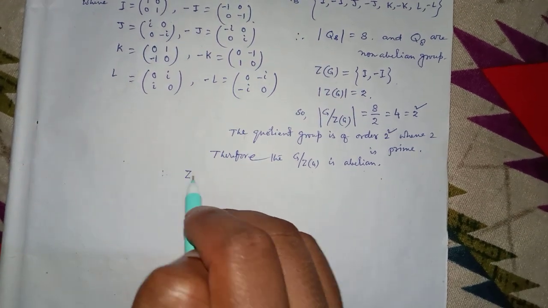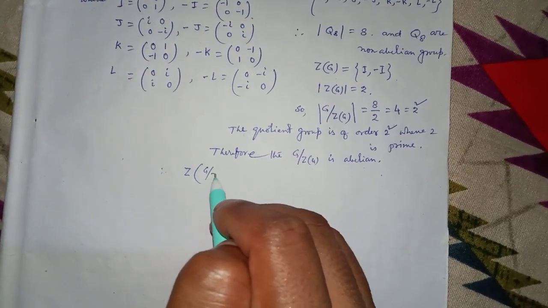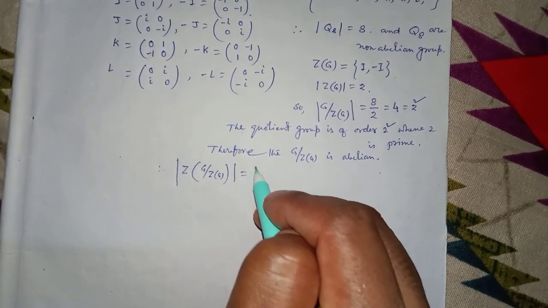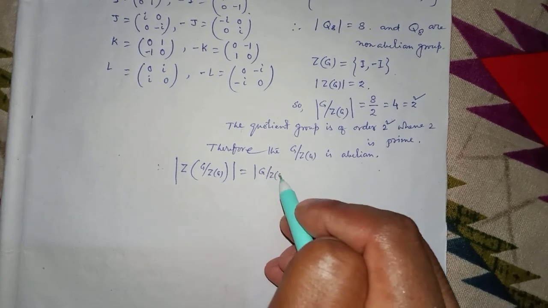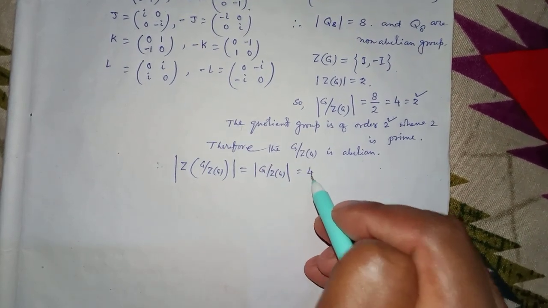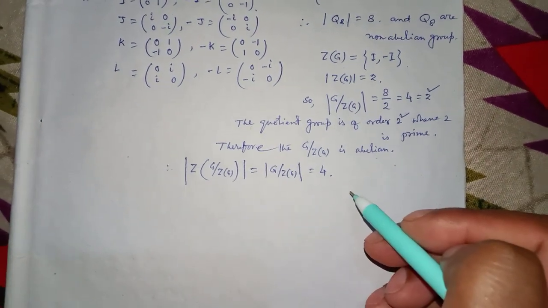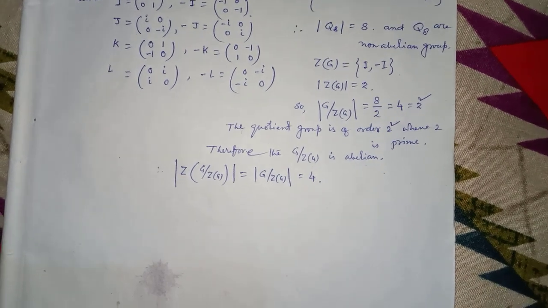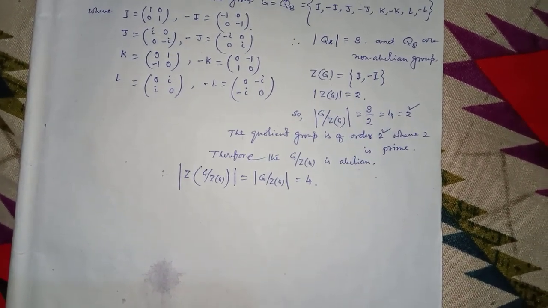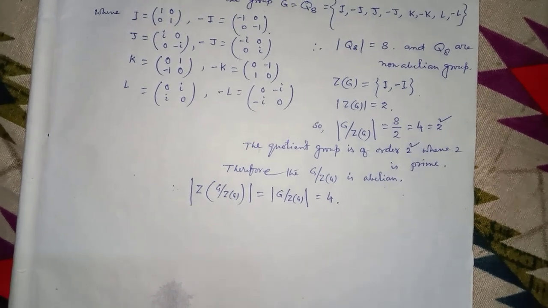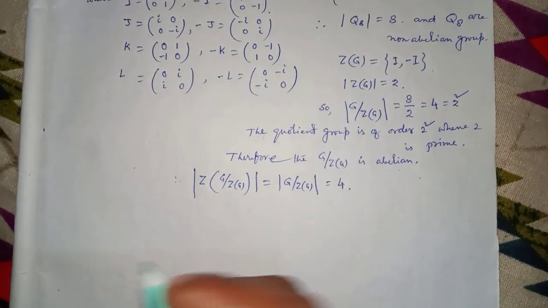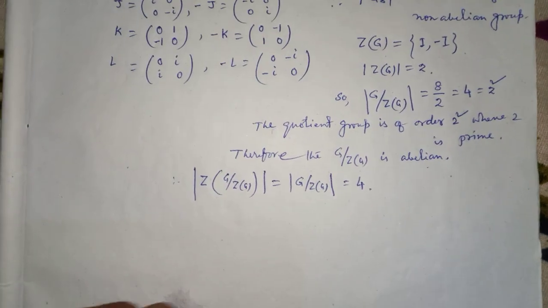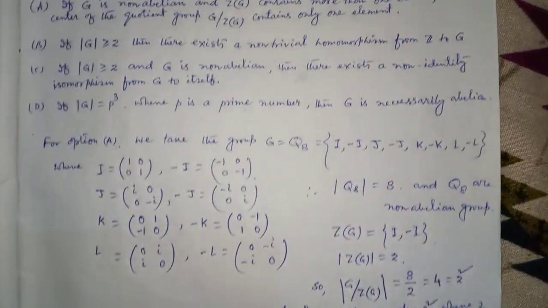So the order of Z of G by Z(G) is equal to the order of G by Z(G), which is equal to 4, which is not equal to 1. So option A is false.